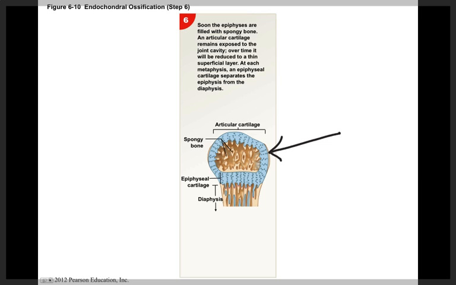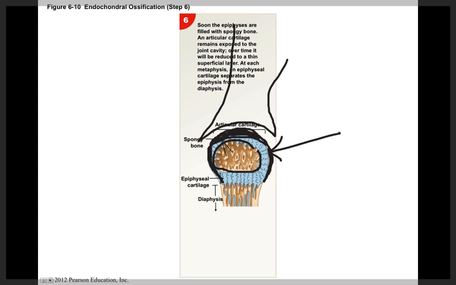We can see that now it's completely filled with spongy bone. Over time, the articular cartilage that surrounds the epiphyses will be reduced to a very thin superficial layer. It will all be converted to a cortex of bone, except for an area near the joint that will remain articular cartilage. It will remain this articular cartilage so that the bone that articulates with this bone will have a smooth surface to articulate with, and it will reduce the wearing down of the bone as the joint moves.